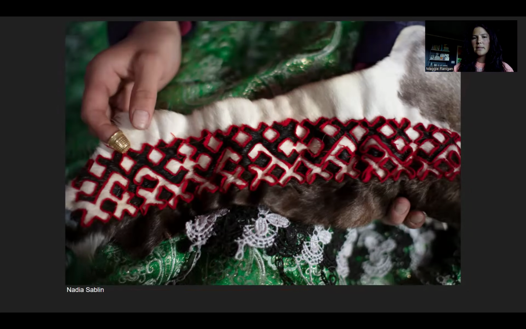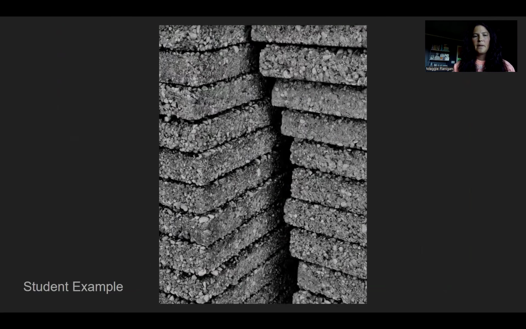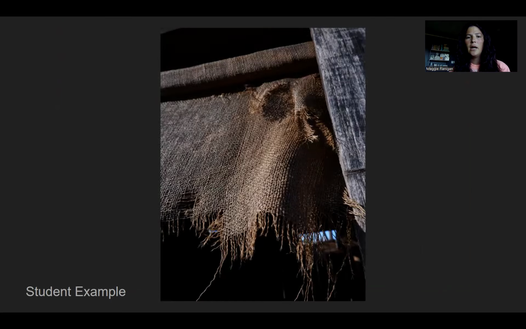And then in this case, Nadia Sablin is using fur, so it's a texture we know. And then adding in those hands also tells us to think about how it feels and to imagine what the person in the image might be touching and feeling and experiencing. Here are some examples from students. So we've got a pretty rough texture here, another pretty rough texture with that burlap.